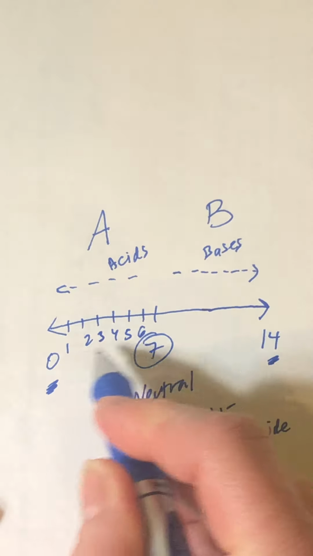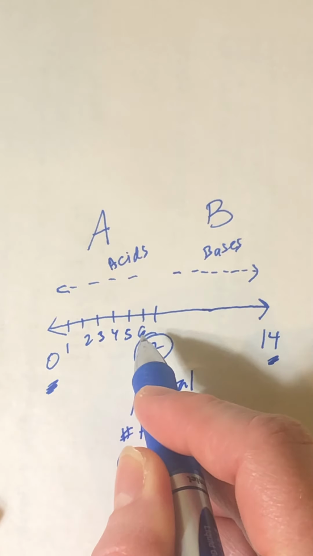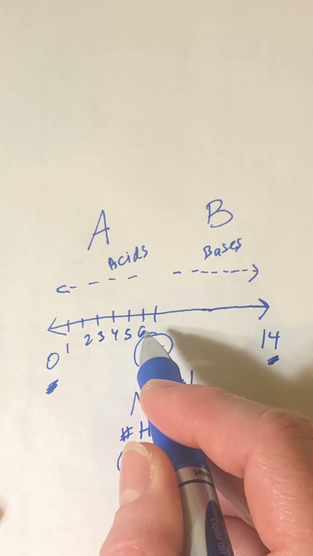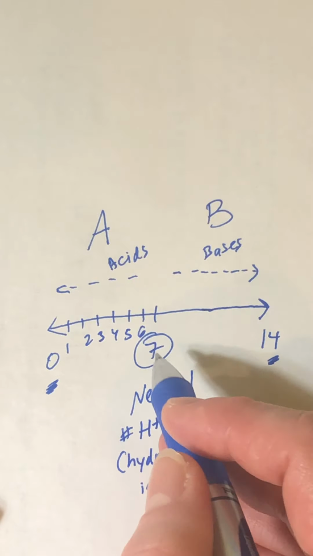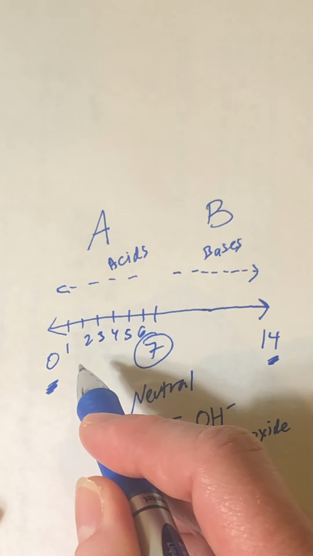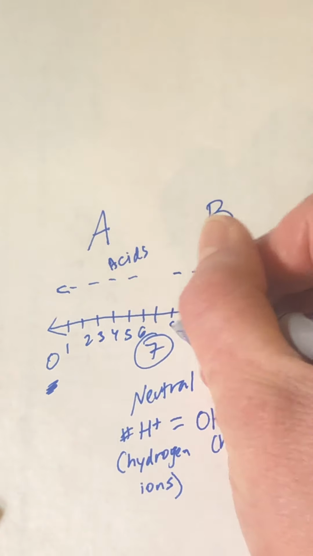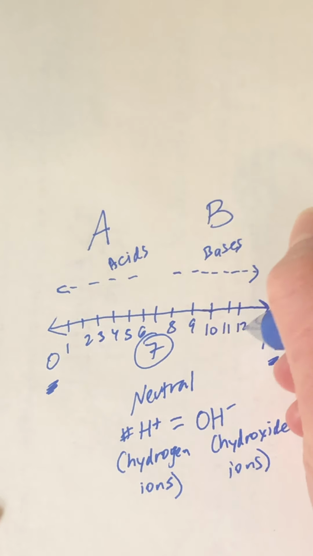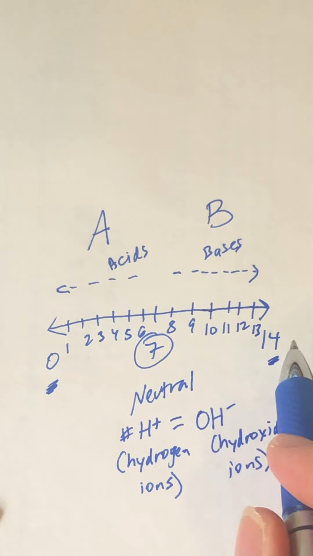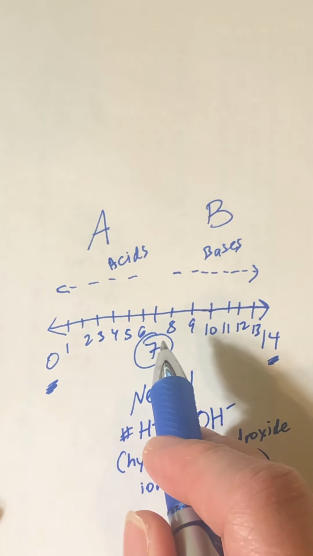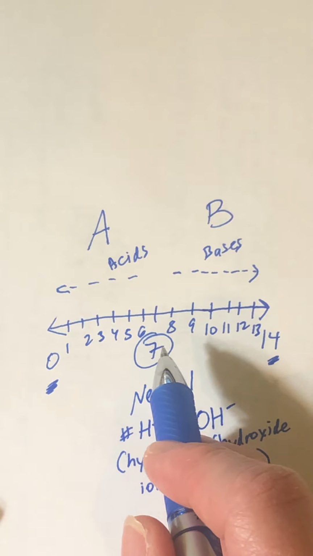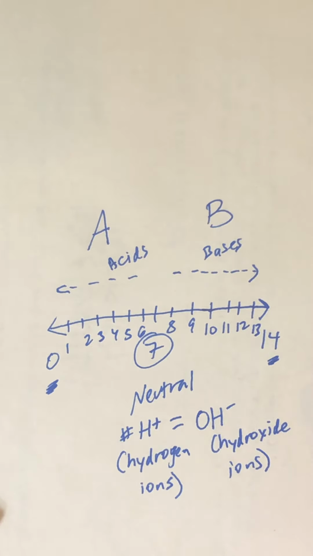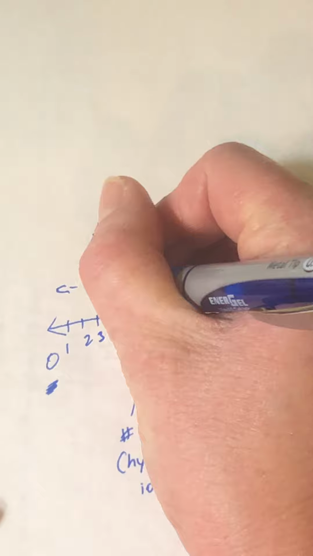So when you got the number line, when we have 1, 2, 3, 4, 5, 6, all of those numbers are acids from 0 up to 6, actually even up to 6.9999999 repeating, meaning as long as it's not 7, it's an acid. Then when we go 8, 9, 10, 11, 12, 13, up to 14, all those numbers are bases. Even 7.0001 is slightly basic.